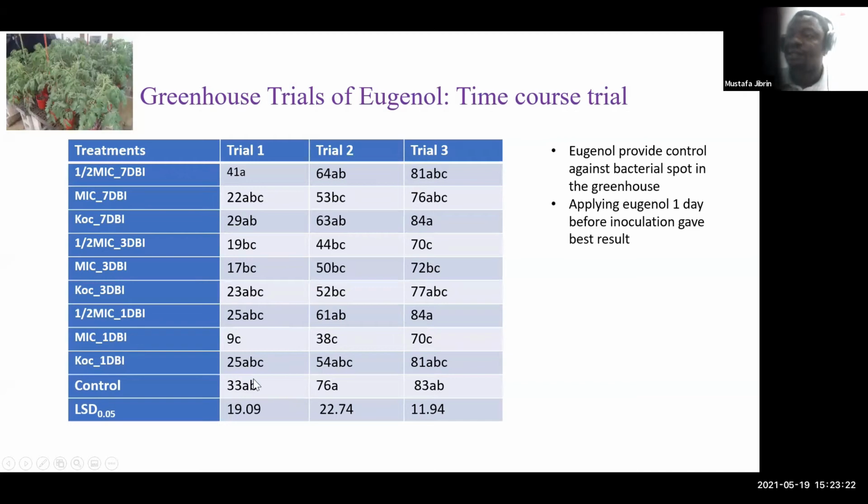So we established from some of these trials that, first of all, applying eugenol provides control against bacterial spots in the greenhouse, and secondly, if you apply eugenol 1 day before inoculation, you're likely to get the best results against bacterial spots.